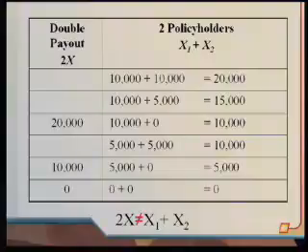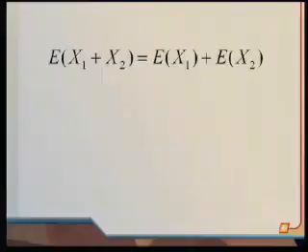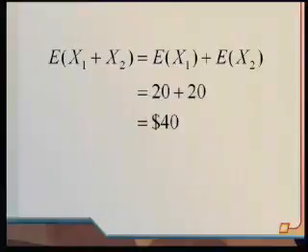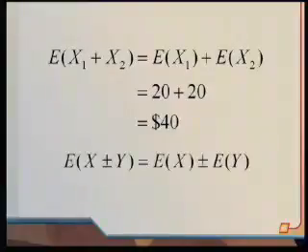So, how do we find the mean and standard deviation for the 2 policy case? Well, the mean is easy. The expected value of the total payout is simply the sum of the expected payouts. For 2 policyholders, then, the company expects to pay out $20 plus $20, or $40. In general, the expected value of the sum or difference of 2 random variables is the sum or difference of their individual expected values. Finding the standard deviation, though, is another story.